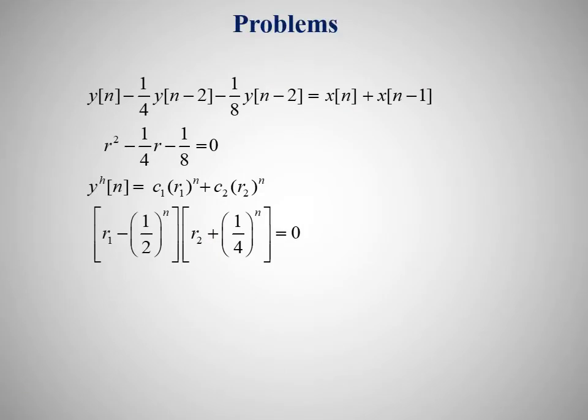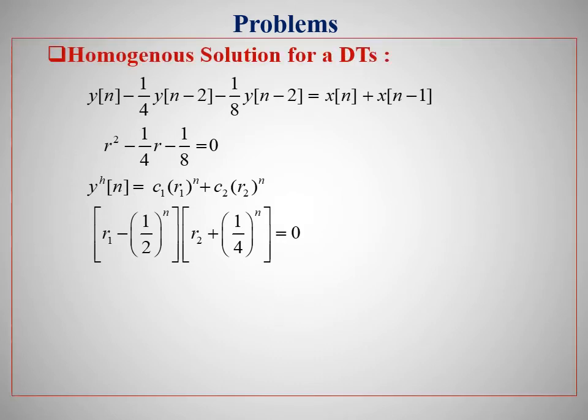Let us go on to one more problem on the homogeneous solution for a discrete time case. This is obtained as y of n minus 1 by 4 y of n minus 1 minus 1 by 8 y of n minus 2 is equal to x of n plus x of n minus 1. As can be seen in the previous case, for the homogeneous solution, let us equate the output to 0. So, we would be getting r squared minus 1 by 4 r minus 1 by 8 is equal to 0.